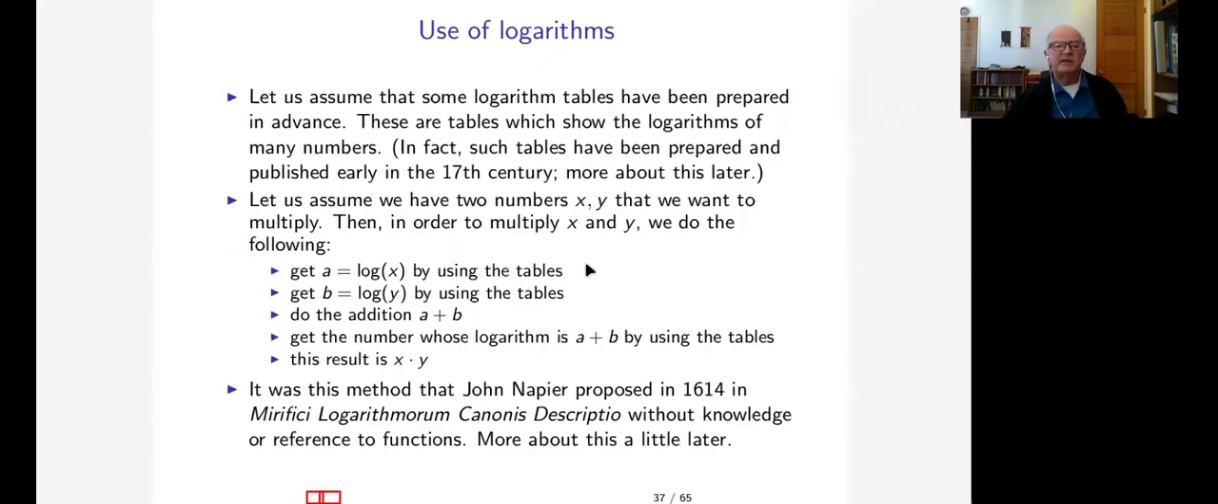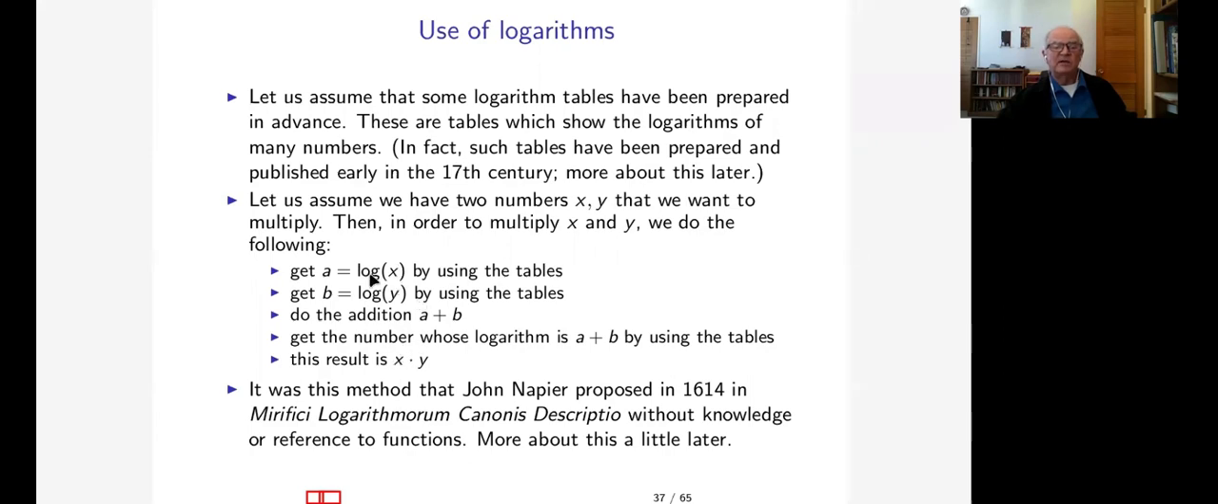And I show you how this is useful. Let's assume that somebody already prepared a huge table of logarithm values. So for any number, you can look up its logarithm, and for any logarithm, for any result, you can look up the exponential. So now let's assume you have two numbers, x and y, that you want to multiply. Instead of multiplying them directly, you can do the following. Get a, which is log x, using those tables, just look up the x and get the value of a. Do the same, get b as log y, do the addition of a and b, and now use the table the other way to get the value x times y. And this is truly useful.